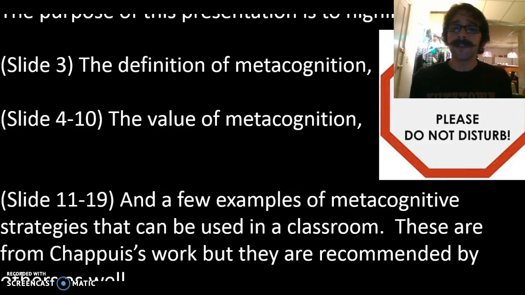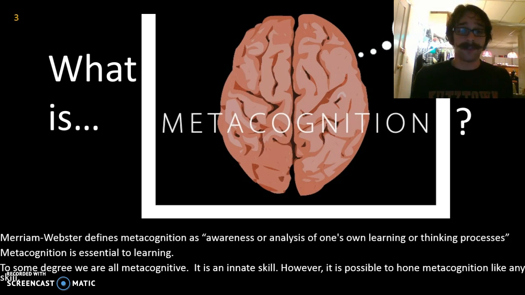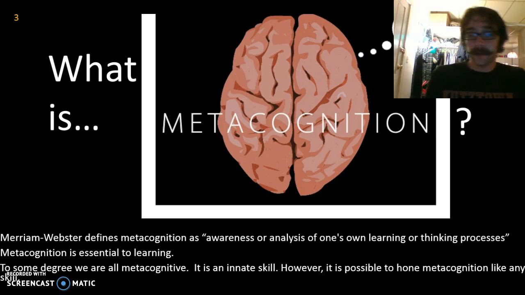These are from Chopuis's work, but they are recommended by others as well. A lot of experts reinforce her ideas, and it's obvious that they draw upon each other. Metacognition is defined as thinking about one's own thinking and learning. We have all evolved to be metacognitive, so in some way it's an innate ability. However, it can be honed like any other skill.